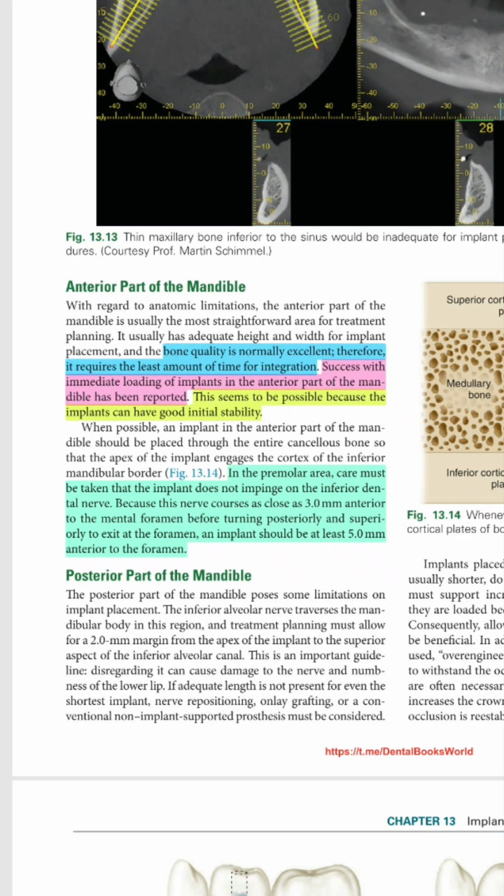In the premolar area, we must take care about the inferior dental nerve, because this nerve goes 3 millimeters anterior to the mental foramen, and it does not get into it directly. Then it turns back posteriorly and superiorly to exit from that foramen. So an implant should be at least 5 millimeters anterior to this foramen. This is an important note.